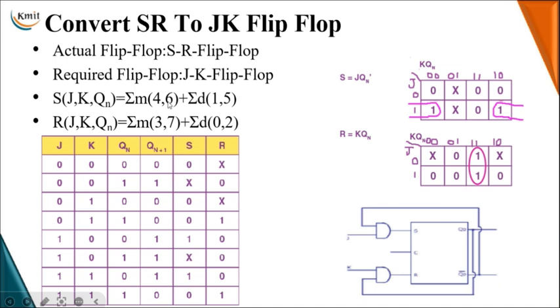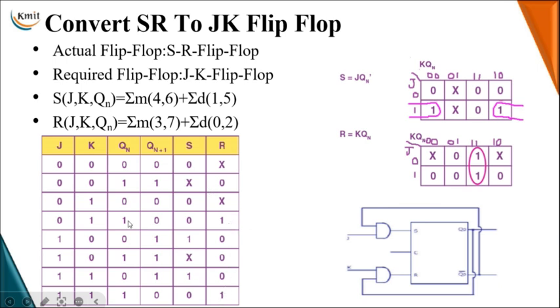So minterm 4 and minterm 6 are 1s, and the remaining minterms are 0s and don't cares. So we need to include the don't cares too. The don't care values we obtained are for 1 as well as for 5. So hence we have mentioned here sigma d of 1, 5. So S of J K Qn is equal to sigma m of 4, 6 plus sigma d of 1, 5.